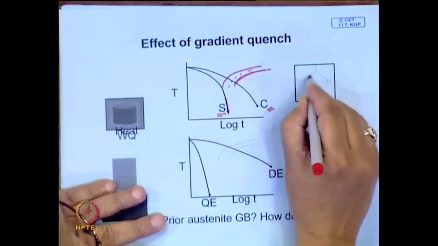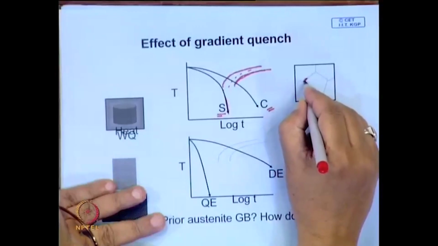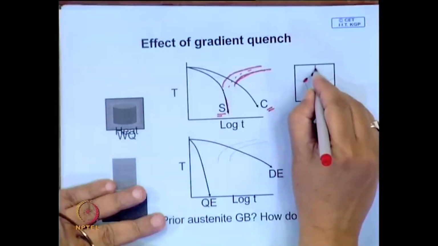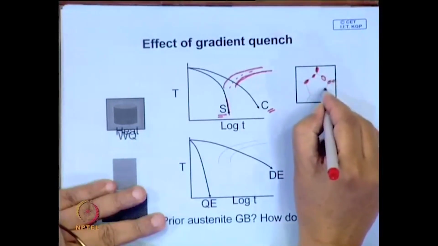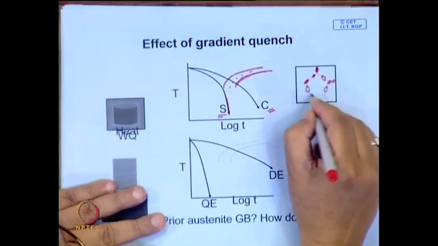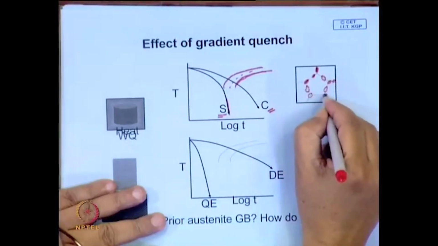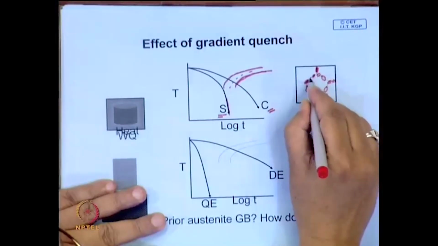you will have pearlite forming, fine nodules of pearlite. To start with, they will all form along the grain boundary, along these triple points. So, they get nicely marked.